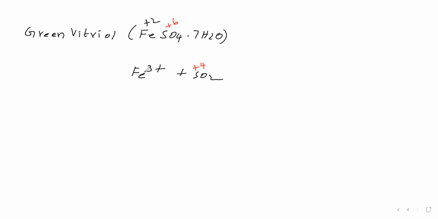This ferric is converting into ferric oxide. Sulfur dioxide will remain as it is. So green vitriol on strong heating, water molecules escape away, ferrous is converting into ferric, sulfate is converting into sulfur dioxide. Ferric exists in the form of ferric oxide and sulfur dioxide is obtained.